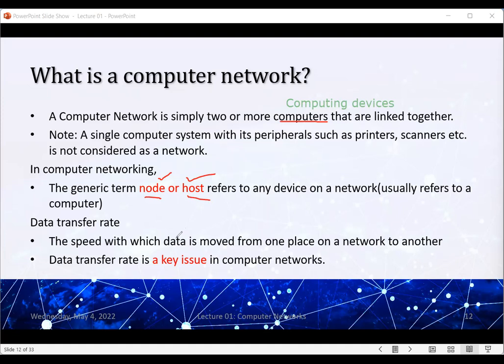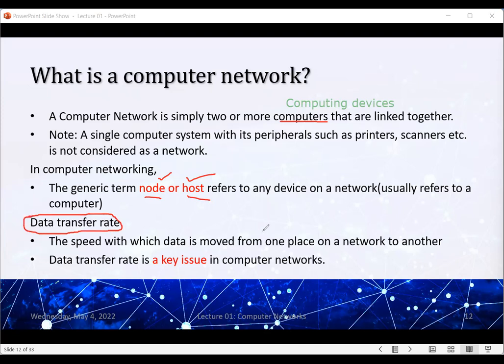Then your mobile phone, your smartphone, again it's a node. Right? In a computer network, the most important factor we should consider is data transfer rate.